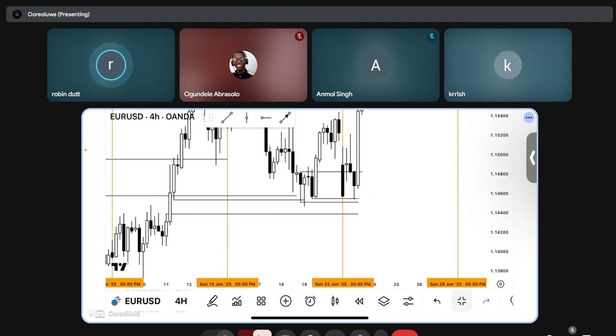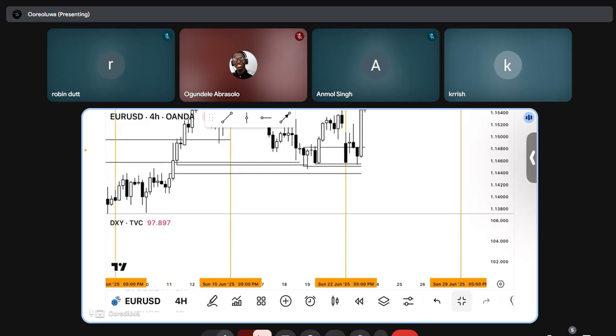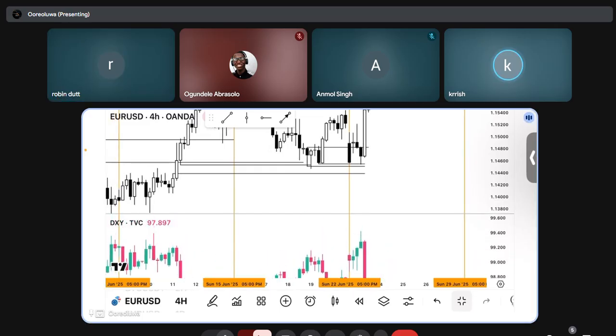So that was the idea. So let's just work with this. There was an SMT as well with, I think, GU. Yeah. Thank you. I know somebody will say that. Who is that? Is that Robin? Yeah. So there was an SMT, in fact, with DXY also. Yep. DXY also has an SMT.